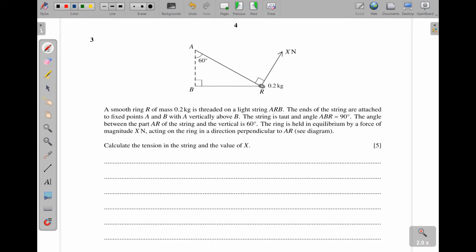Since this is the string here, there will be the tension in that string. So we put tension, and then this ring is going to have its weight acting downwards, which is 0.2 g, mg. And then I'm going to extend this one here. Then I put this one here. I'm going to resolve the forces. Closing is cosine. So this will be x cosine of an angle which is here. Let us find out which angle this is.